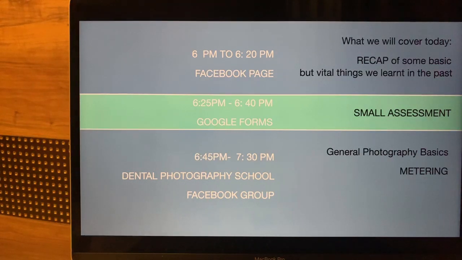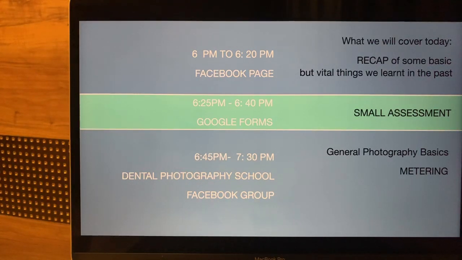We are going to conduct a small assessment. Okay, so at 6:20 p.m. or at 6:25 p.m. we all have to leave the live, and you all have to take a small assessment. It's a multiple choice question based assessment. So that assessment will be from 6:25 to 6:40, wherein there'll be questions asked with respect to what all we have covered in the past in dental photography.